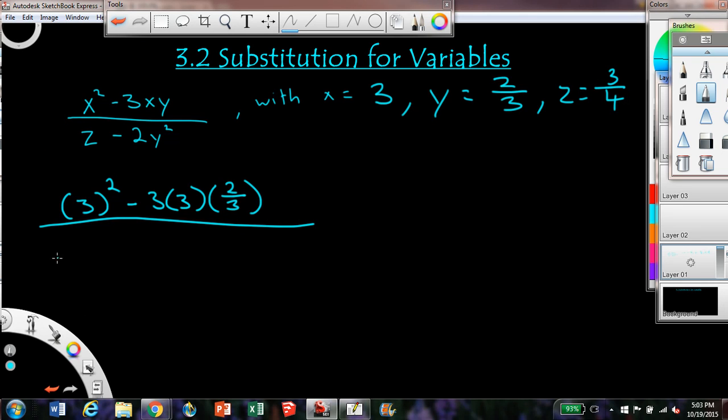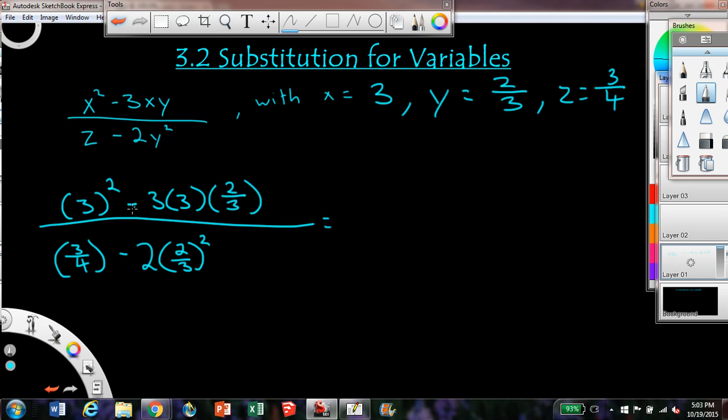Okay, and then in place of z, we're going to have parentheses 3/4 minus 2 parentheses y squared, but instead of y squared, we're going to have 2/3 squared. Okay, all right. This is going to take some doing. So let's just go ahead and do the numerator.